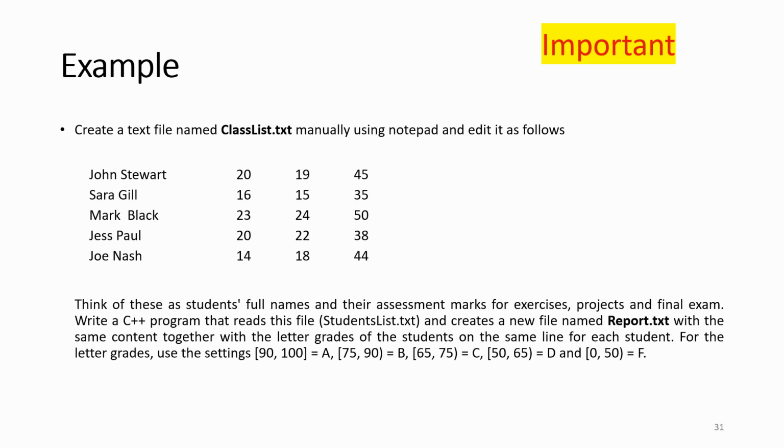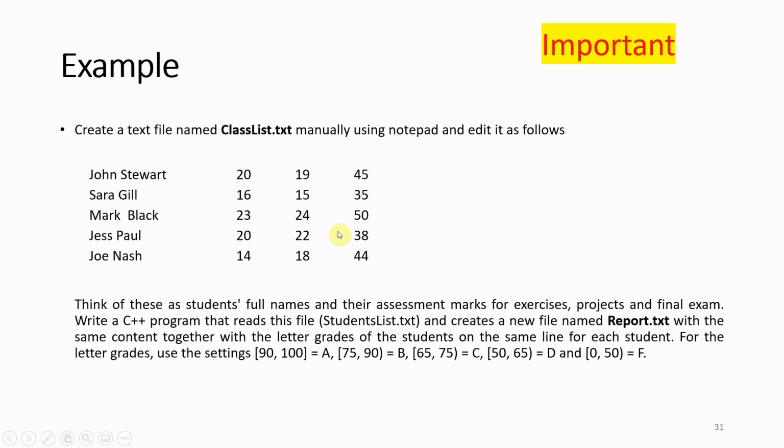This is a similar example to your class exercise. So assume that we have a text file like this, and in each line we have 5 things: the first name, last name, and let's say 3 different components of marks for a course. Let's say quizzes, midterm, final. And what we want to do is basically read this file.